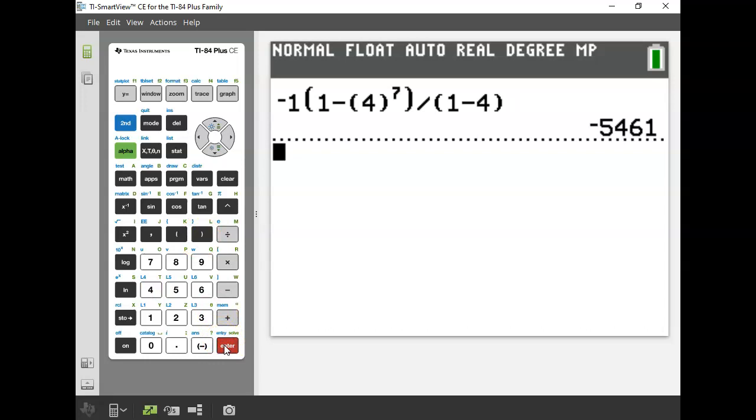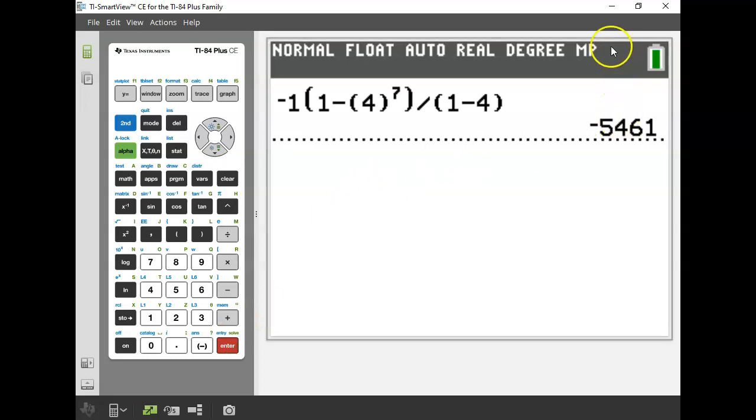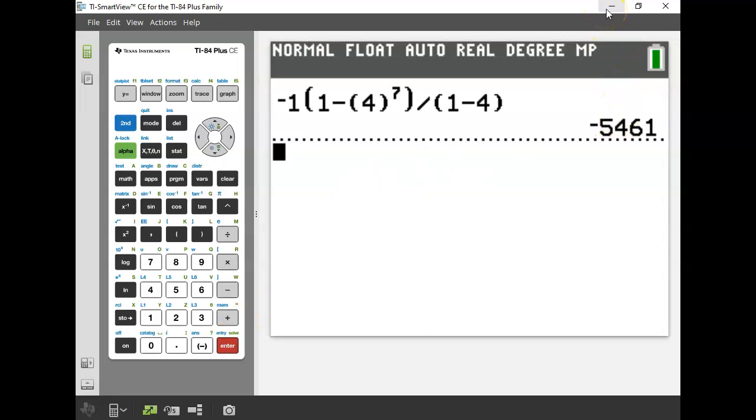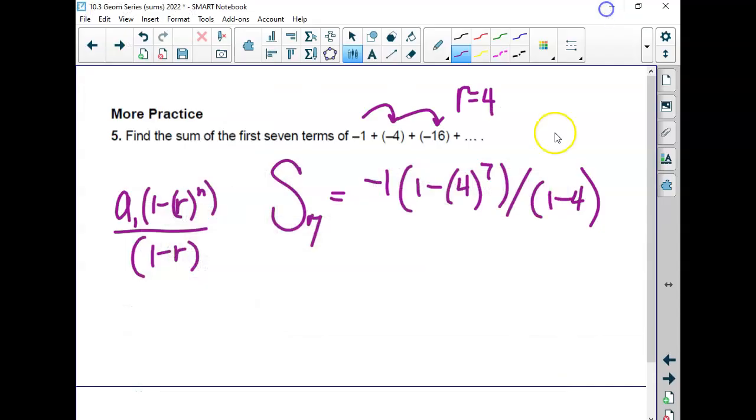Okay, I gotta tell you, the trouble with this comes when r is less than 1 or when r is negative, because students don't type it in right. They can write it down right and still not type it in right. Negative 5461, okay.